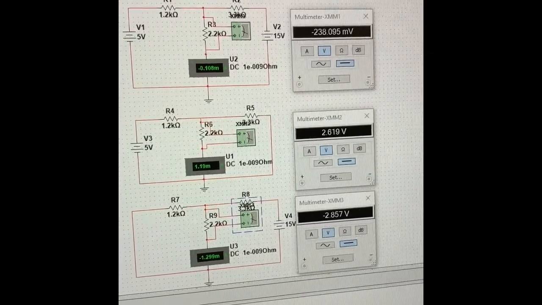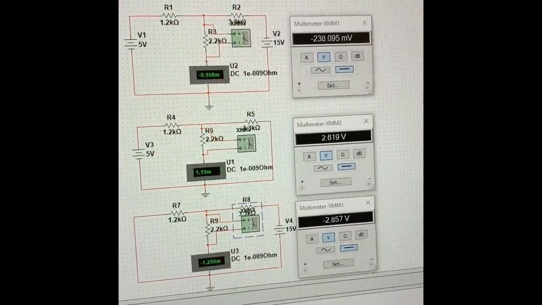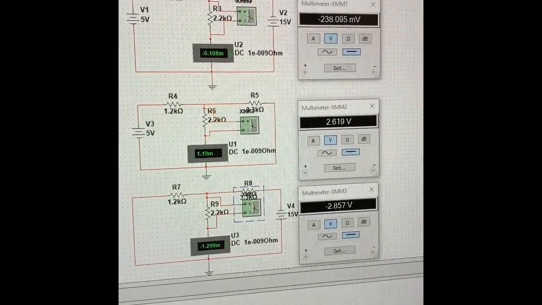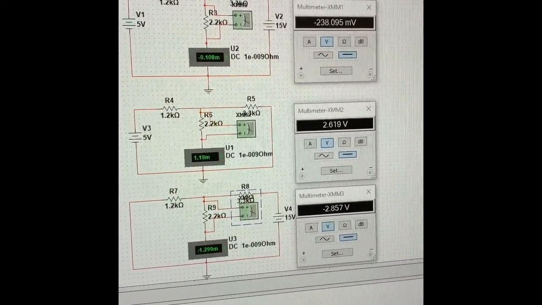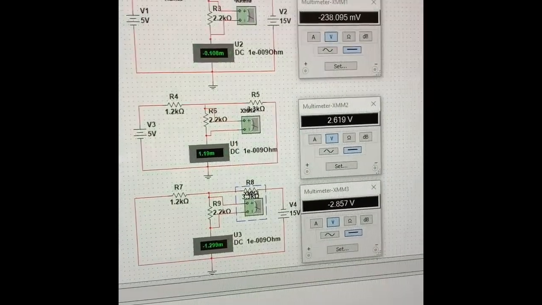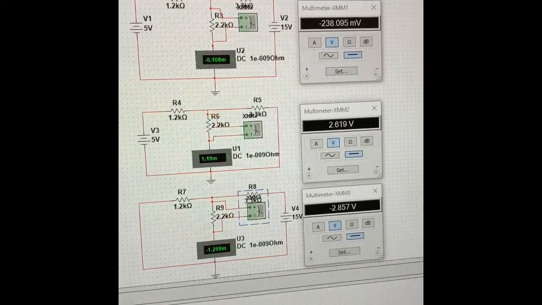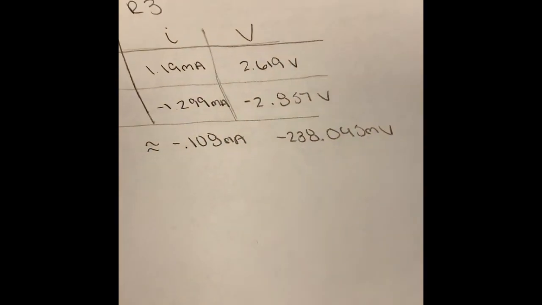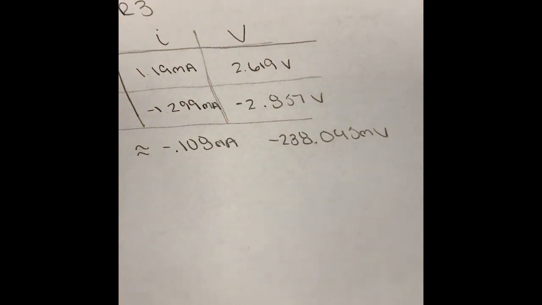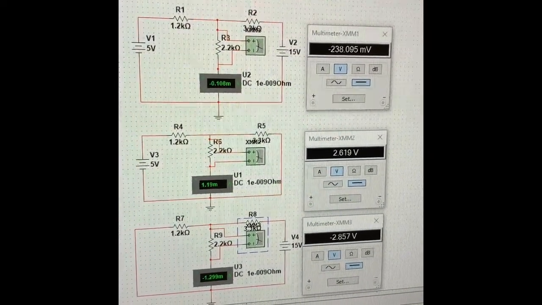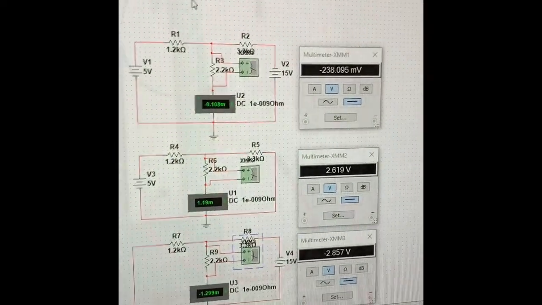And then for just our 5-volt source, we're going to get the current to be 1.19 milliamps and the voltage to be 2.619 volts. And with the 15-volt source, we have a current of negative 1.299 milliamps and a voltage of negative 2.857. If you total these up, you'll get about negative 1.08 milliamps and negative 238.095, which is what the original circuit with both sources on is, so it proves your superposition circuit.